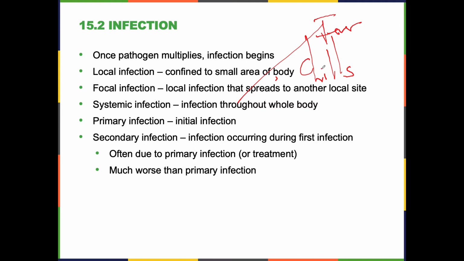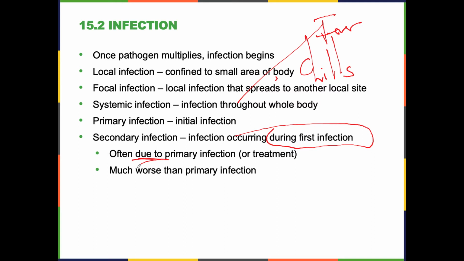Secondary infections are infections that occur during the first infection. So this is important: it happens during the first infection, and often it's due to the primary infection or treatment of it. We talked about using antibiotics and then getting an infection because of that, like the C. diff infection. We talked about opportunistic pathogens who are able to invade. A good example of this is getting the flu, your primary infection, and then it can lead to things like pneumonia, which is a secondary infection due to your first infection.